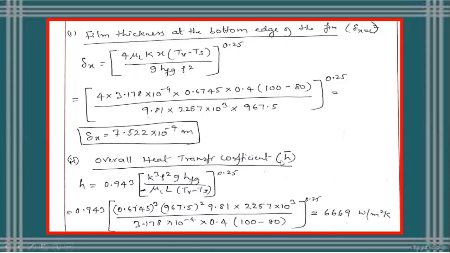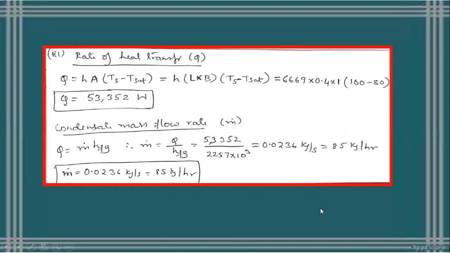Next, to find the overall heat transfer coefficient, I am using directly the formula which I showed you just now in the data handbook. So go to this formula, substitute for K, rho, g, hfg value, mu L and L value and the difference in temperature delta T. Then you will get the average heat transfer coefficient.